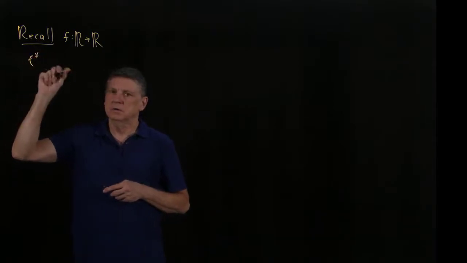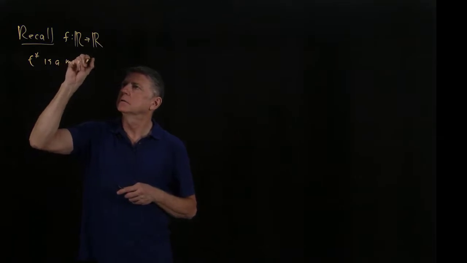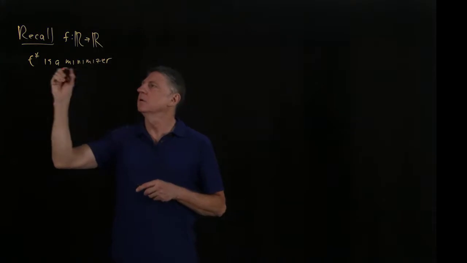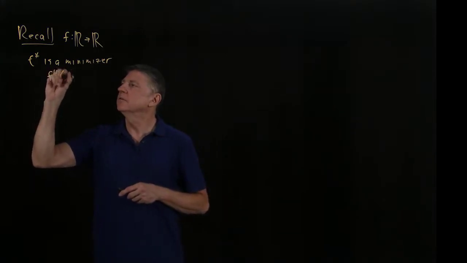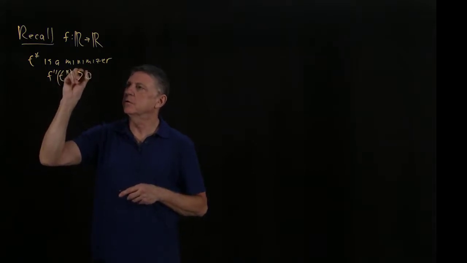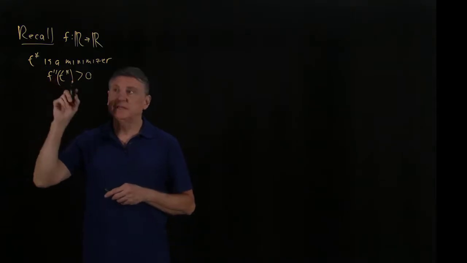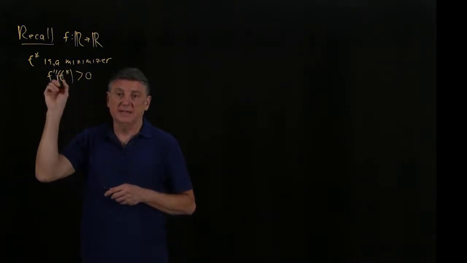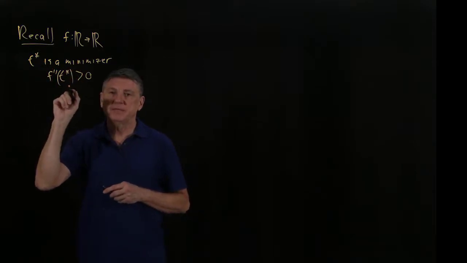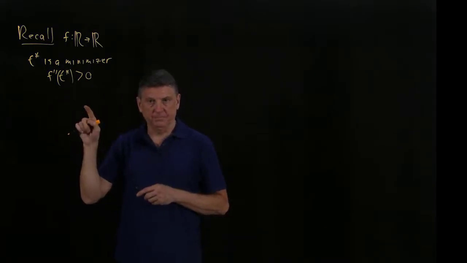T star is a minimizer, and that occurred wherever the second derivative at T star was strictly greater than 0. That is, T star had to be a stationary point. This doesn't apply at anything other than a stationary point. So if a stationary point was a minimizer, that meant that this was convex. That is, it was pointing upward.